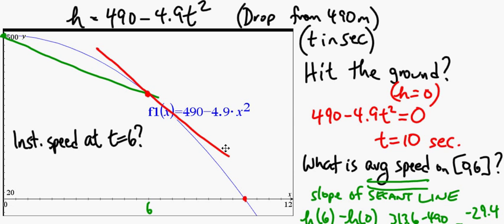There. That line ever so gently kisses the curve once. I want the slope of that line. That is a tangent line. Now, what's the problem with that?